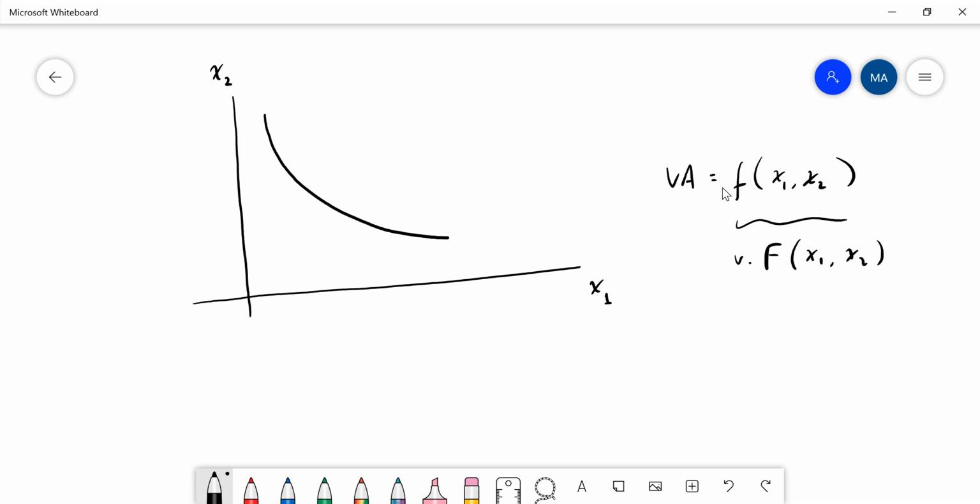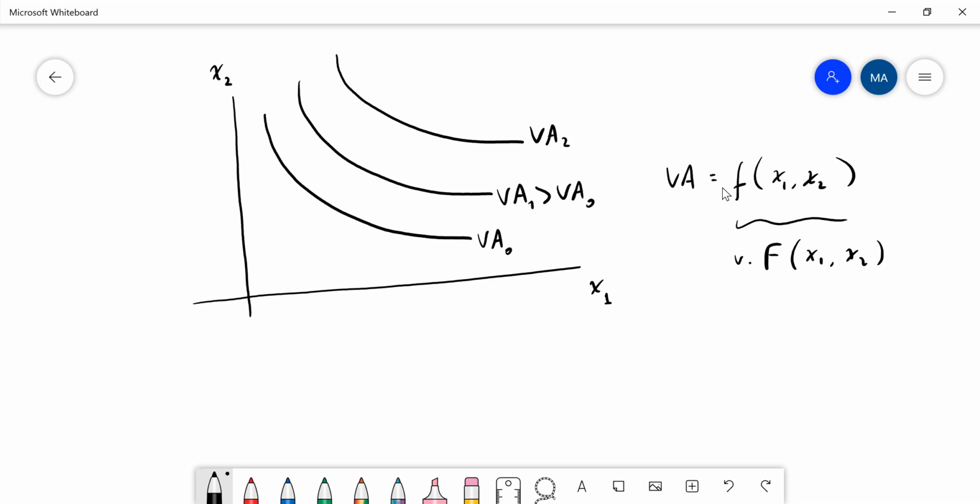Well, there will be iso product lines. These will be iso product lines, each associated with a particular level of production. Remember this? Then there is also this, right?